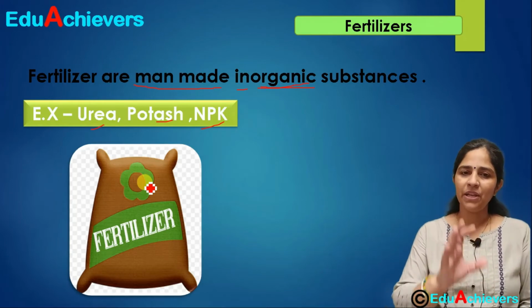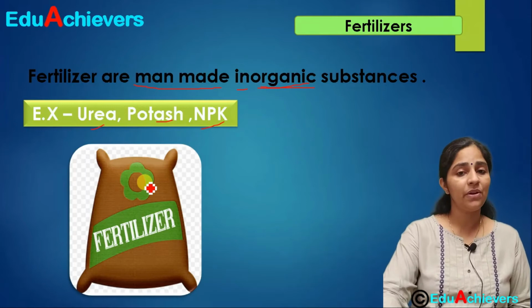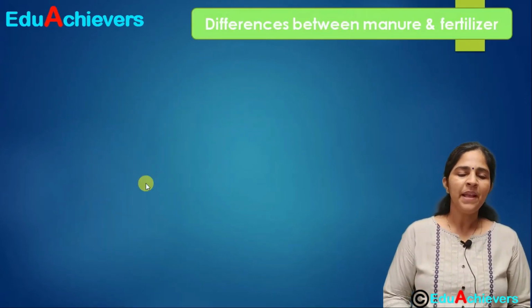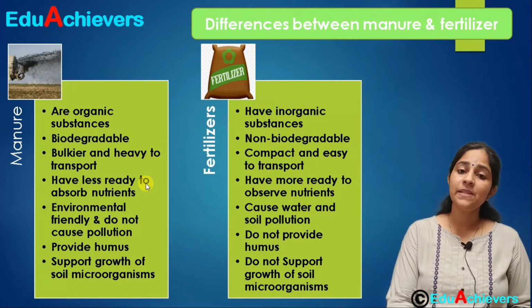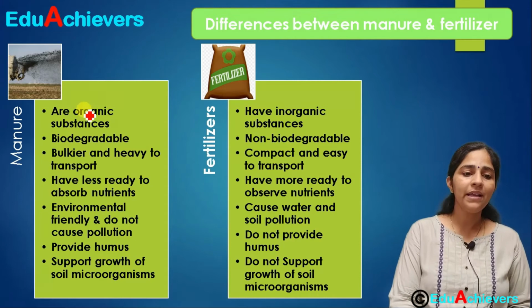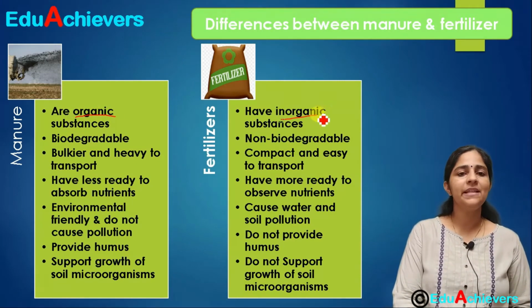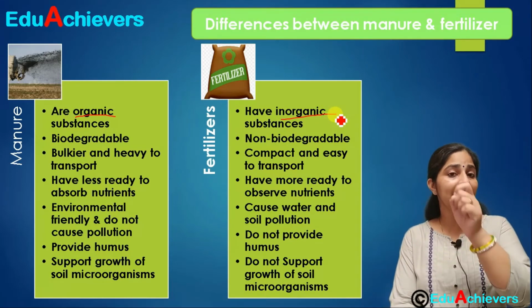So for the plant, manure and fertilizers both are important. But let's know the difference between manure and fertilizers. When we talk about the difference between manure and fertilizers, these are the major differences which we can talk about. First, as we discussed, manure is an organic substance and fertilizers are inorganic. That means they are not derived from living organisms. They are artificially made in the factories.